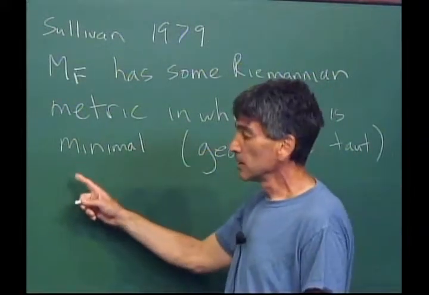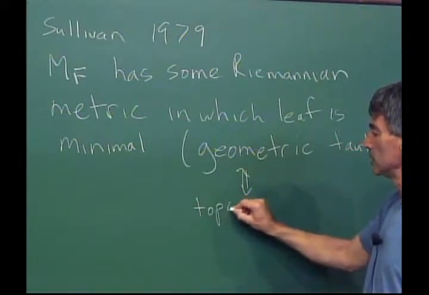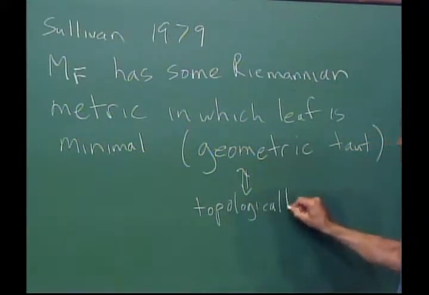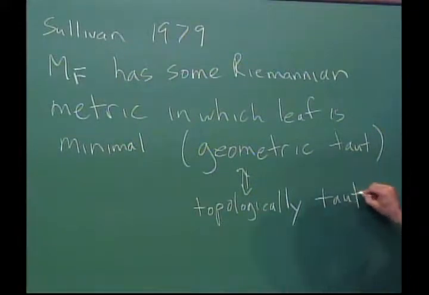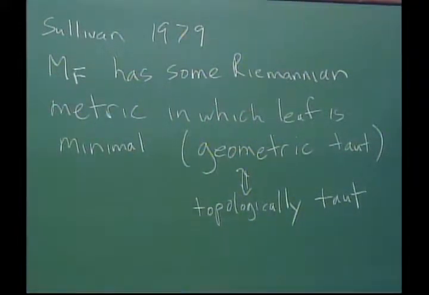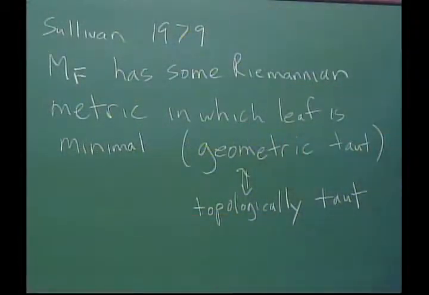Geometrically taut, Sullivan showed, was equivalent to topologically taut, which means that every leaf intersects a closed curve that's transverse to the leaves. That's certainly true for these guys. If you take a curve like this, this curve is transverse to every leaf, and so that foliation by the fibers is topologically taut. Sullivan's theorem tells us that it's then got a Riemannian metric in which each of the leaves is minimal.